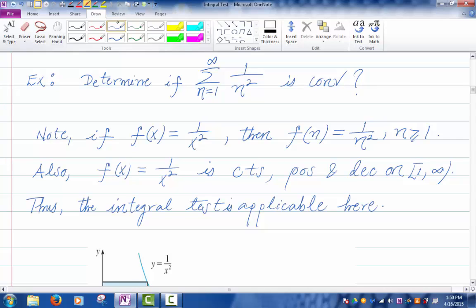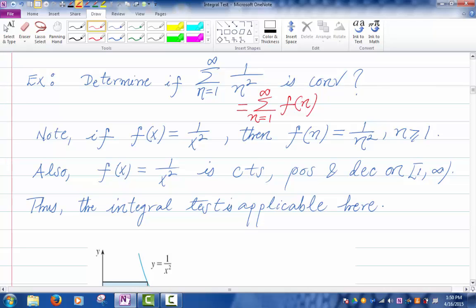Well, let's see. First of all, let us associate the terms of the series with a function. So let's take f of x to be 1 over x squared. Well, then clearly f of n would be 1 over n squared, for any n bigger than 1. So that means that my series is the same as the series n going from 1 to infinity of f of n. Is everybody clear?